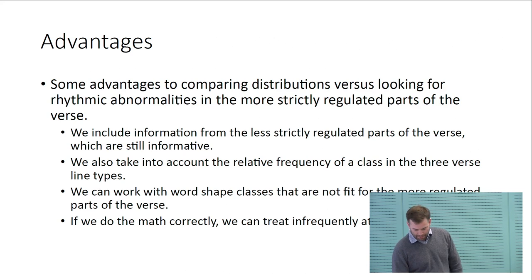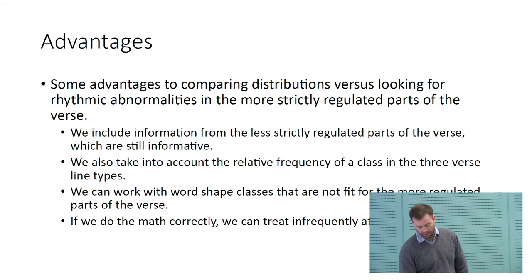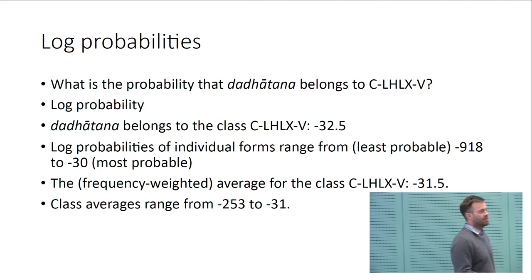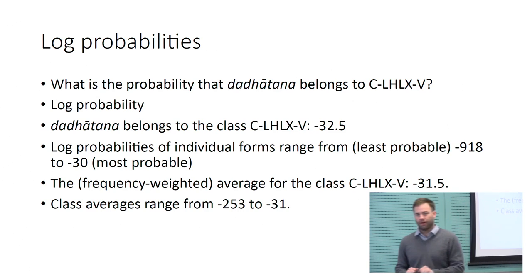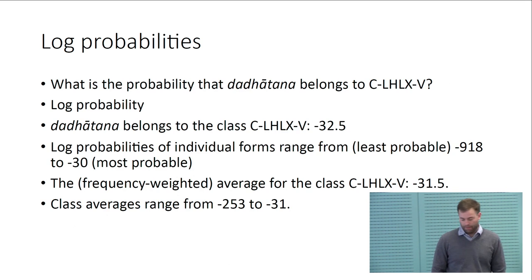and so that gets sort of captured here as well. And we can work with word shapes that just aren't fit for the cadence, so they only are localized in less regulated parts of the verse. And if we do the math correctly, then we're going to be treating the infrequently attested items very exactly. And we can even say things about things that are attested three or two or one time.